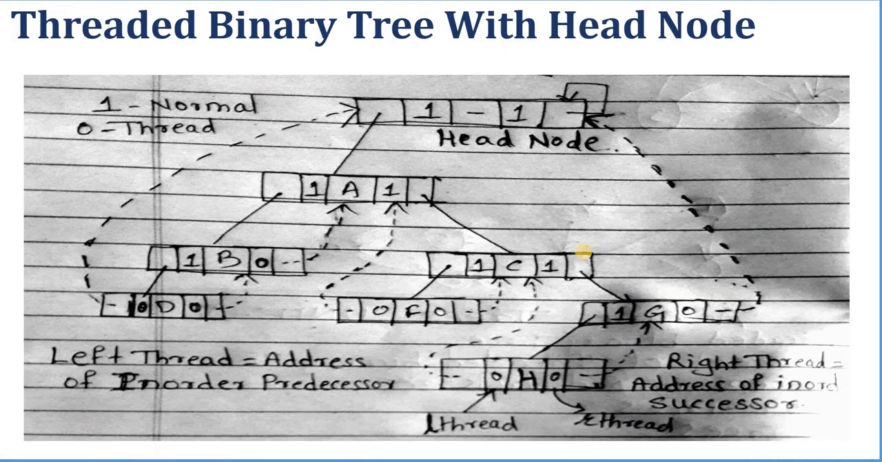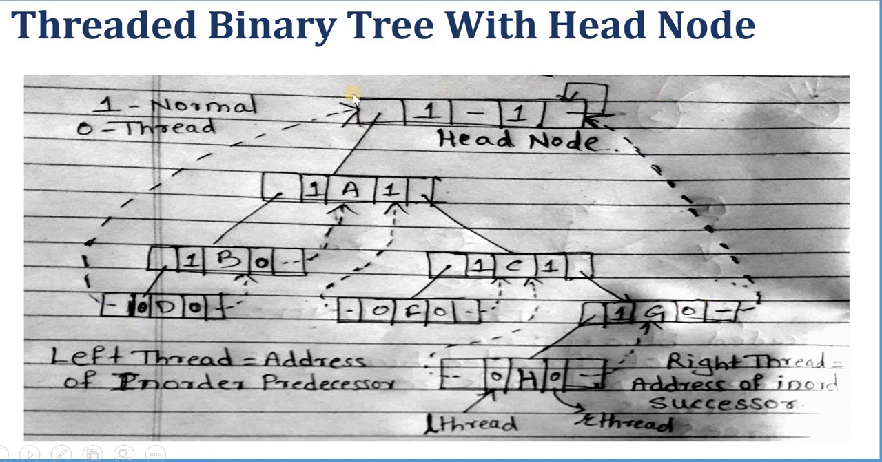Now if you observe one thing, in the previous example, the left of D is null because D is the starting node in the in-order traversal. So there are dangling pointers, for D and G. G is the last node in the in-order traversal, whereas D is the first node. So there is no predecessor for D and there is no successor for G. So these two pointers dangle. So what you have to do is add one head node which points to these threads.